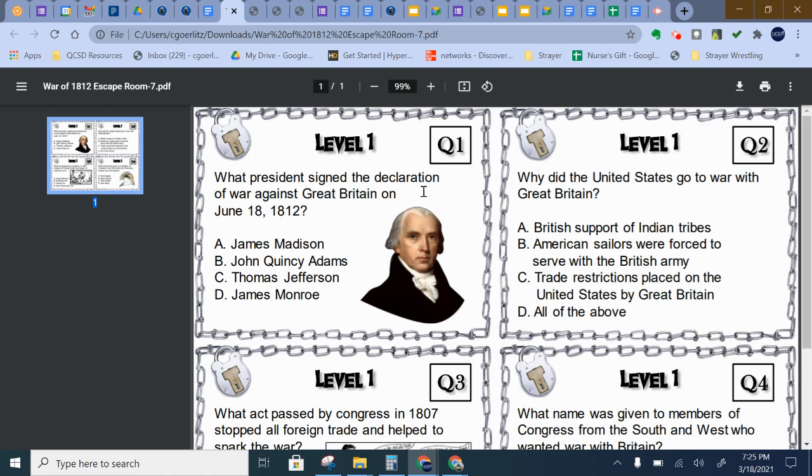What president signed the Declaration of War against Great Britain on June 18th, 1812? The answer is James Madison, A. Next question, question 2. Why did the United States go to war with Great Britain? Was it A, British support of Indian tribes? B, American sailors were forced to serve in the British Army? C, trade restrictions placed on the United States by Great Britain? Or D, all of the above? The answer is D, all of the above.